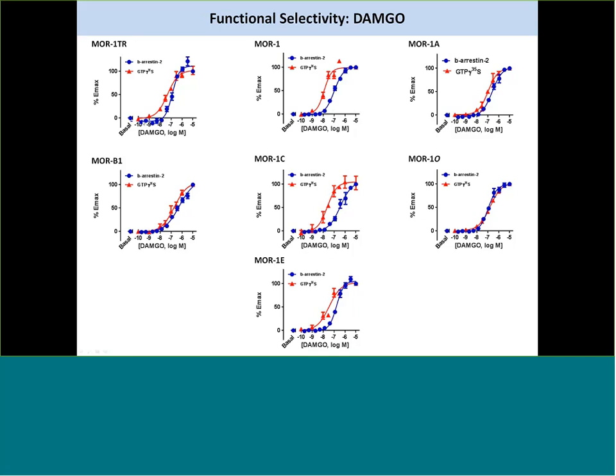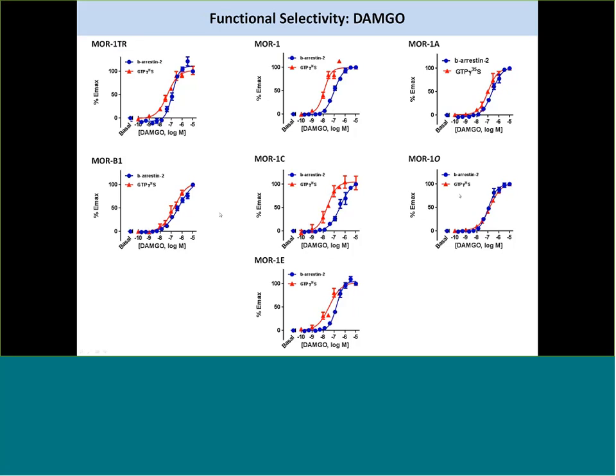It's a full agonist, and as you can see here, when we looked at these different variants, we were able to look at beta-arrestin recruitment, which is in blue, and GTP gamma S, which is in red. MOR1-PR is basically the MOR1 receptor in which we've truncated at the end of exon 3. So this has no substitutions at the end of exon 3. Then you have MOR1, MOR1A, B, C, O, and E. C and O are the ones that have exon 7.